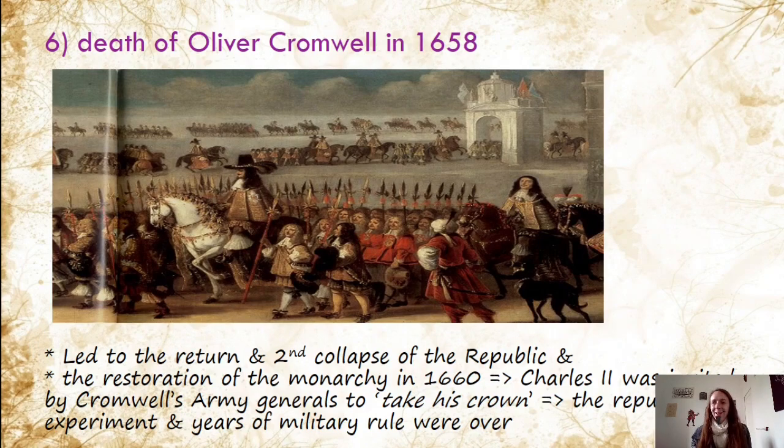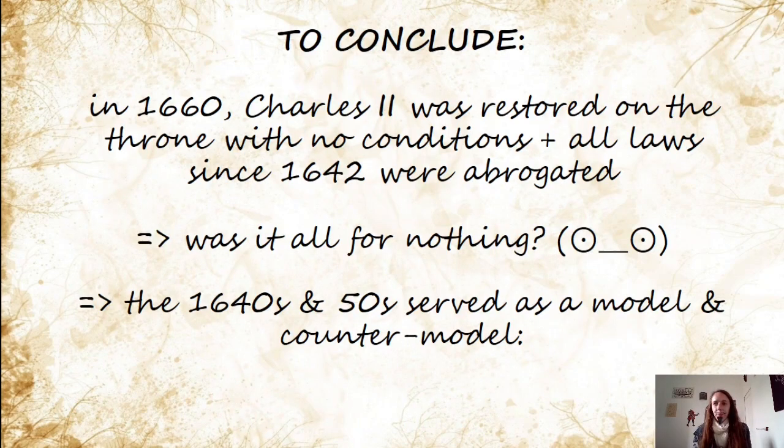Oliver Cromwell died in 1658, which led to the collapse again of the Republic, the restoration of the monarchy in 1660, with Charles invited to take his crown by Cromwell's army generals, and basically the Republican experiment, years of military rule, ending.